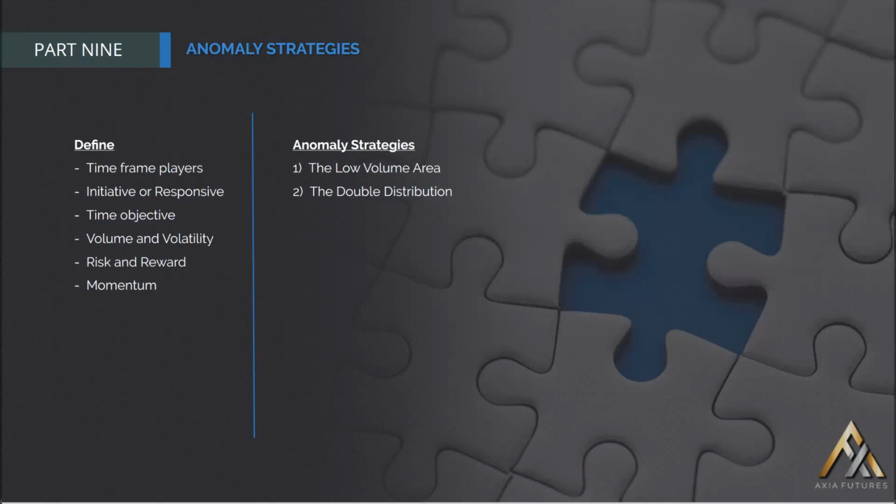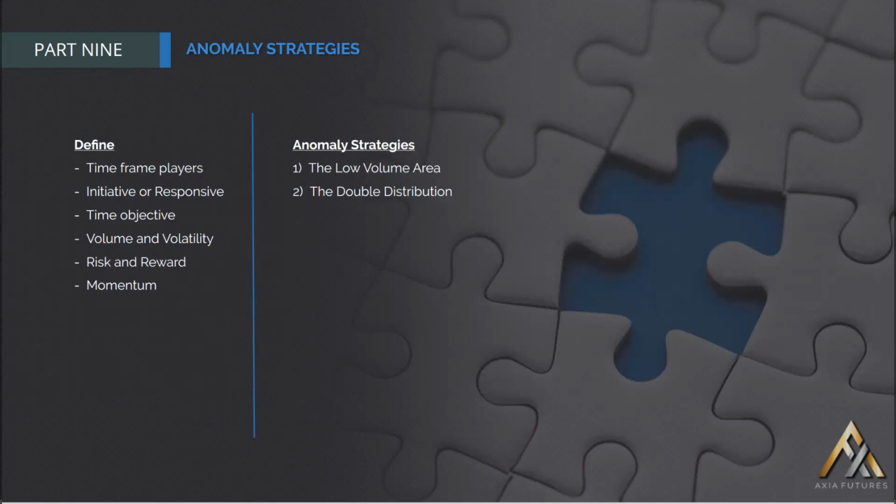We're going to firstly define this first category of strategies. And I'm going to define it by starting off with regards to the time frame players. Now, remember, anomaly strategies include things like low volume areas, bad highs, bad lows, high volume areas, anything that shows a distribution is not normal. So what you want to interpret is the following things.